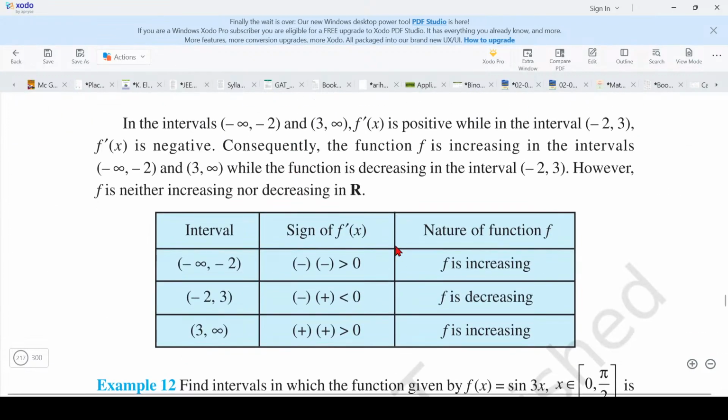Now, he's saying the same thing, right? When is it negative, negative, negative, positive, negative, whatever.